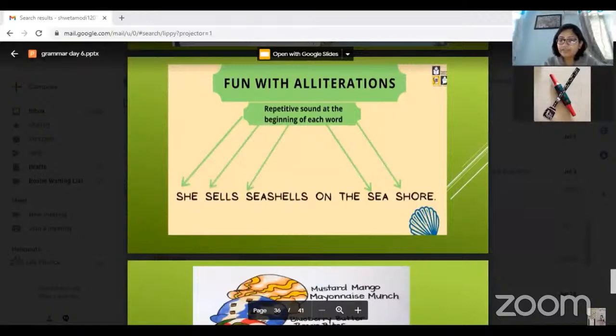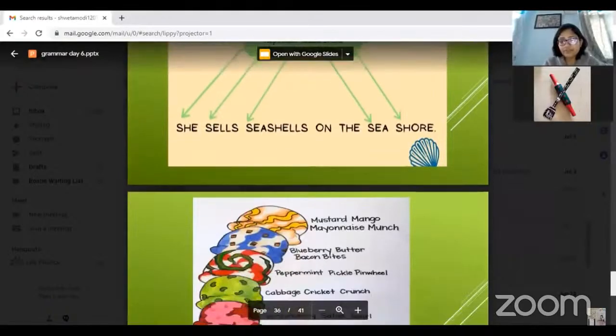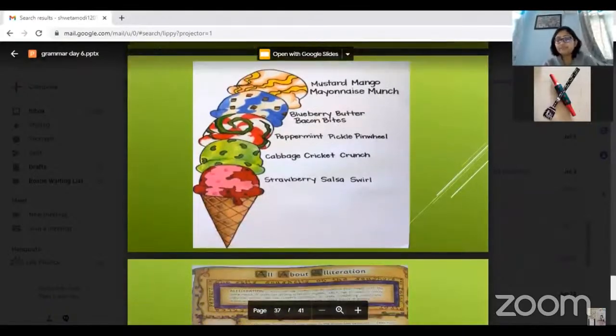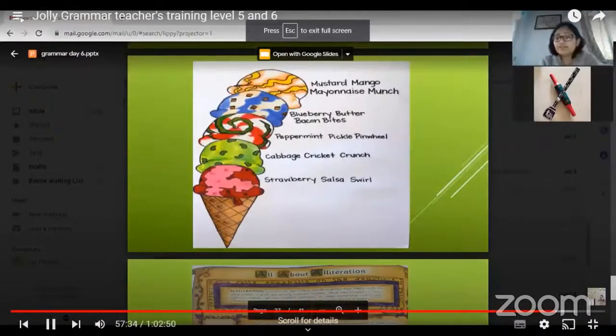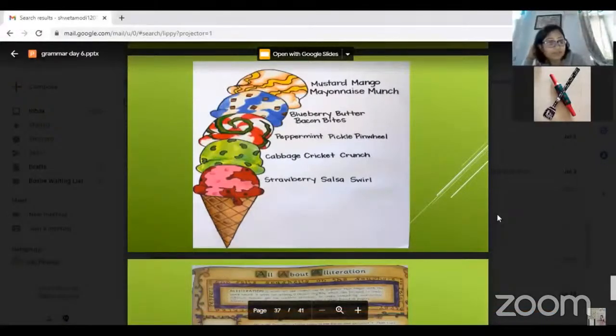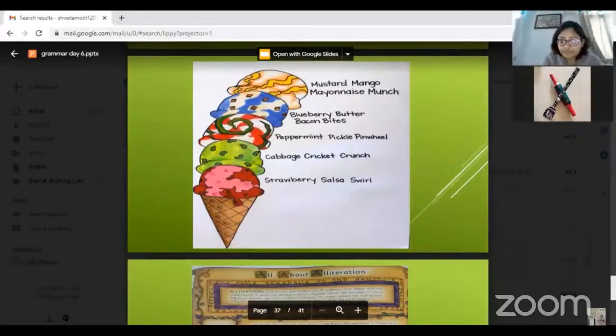So you can do many activities to teach them alliteration. The children will enjoy these activities. Like they can create some scoops of ice cream, and they can have these kinds of activities to have the same beginning sound. Mustard, mango, mayonnaise, munch, blueberry, butter, bacon bites, peppermint, pickle, pinwheel, right? So this is all about alliteration.